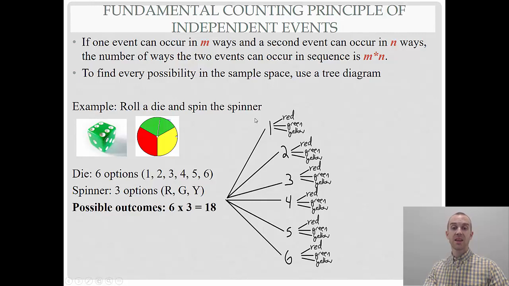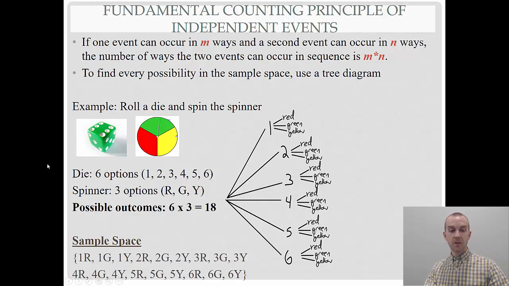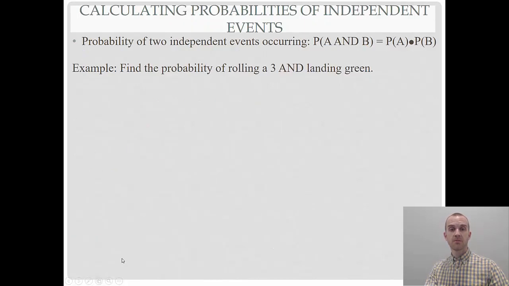I could also have said that's 6 options for the first event and 3 options for the second. 6 times 3 is 18. And if I want to look at my whole sample space, as I was just saying, 1 red, 1 green, 1 yellow, and you can keep going for each of those.